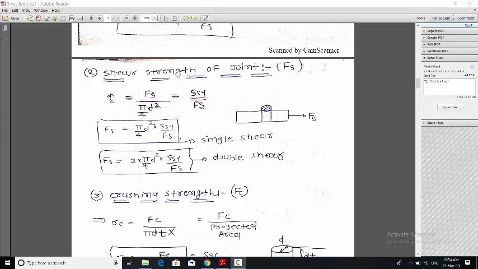For the shear strength of the joint, we all know the cross-section area of the joint is pi by 4 d square. So shear stress tau is equal to F upon pi by 4 d square, and tau is equal to SSY upon FOS. For single shear we use only one area. For double shear we use the area multiplied by 2.